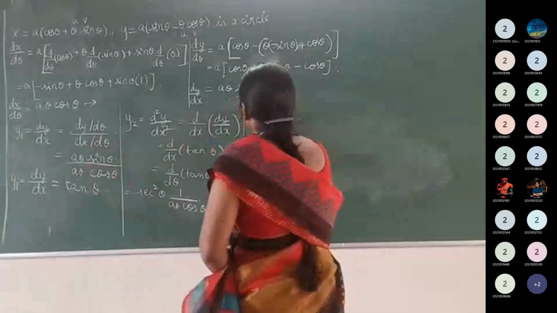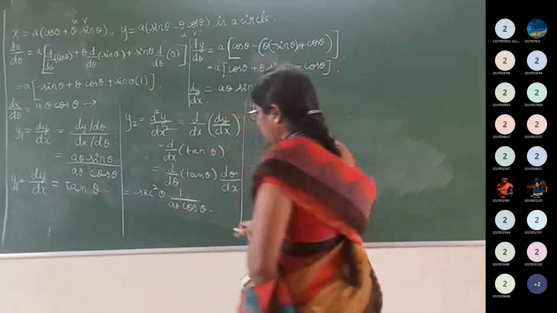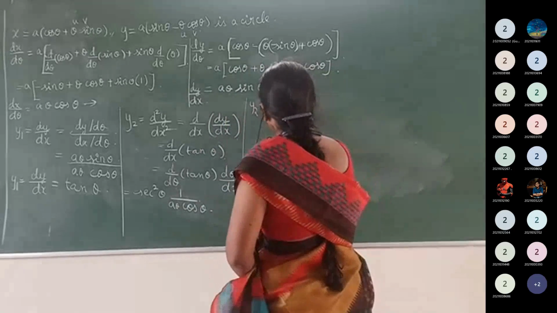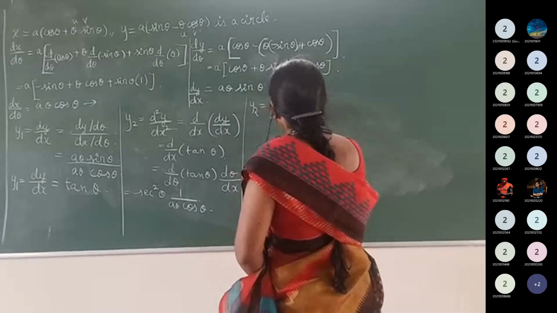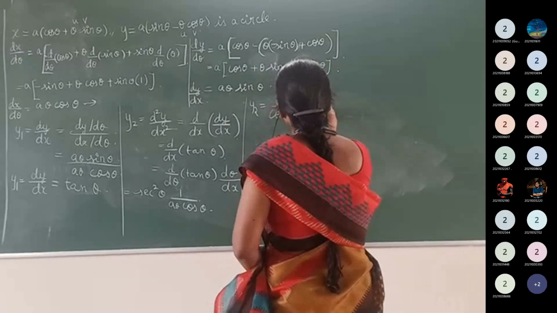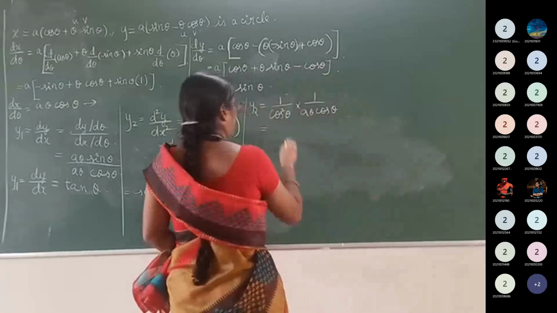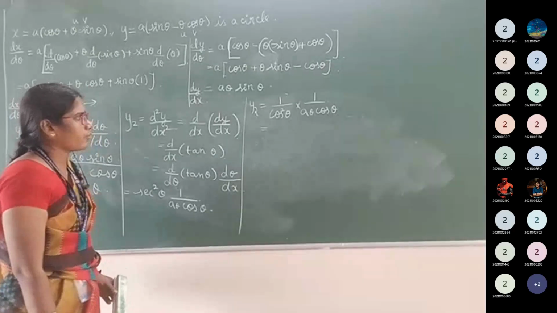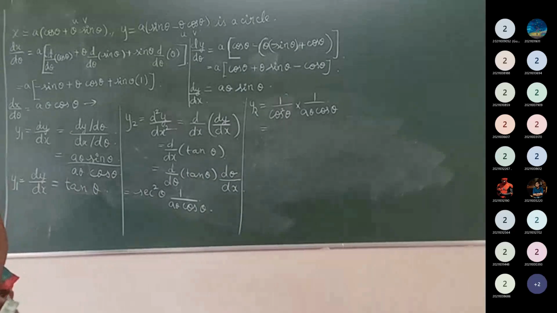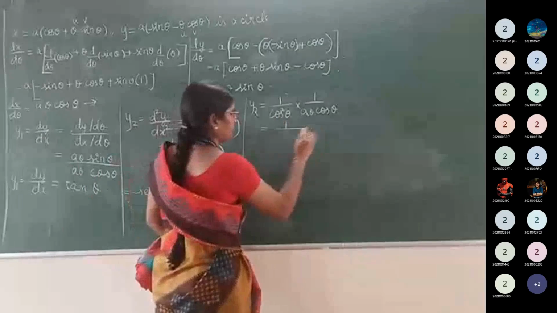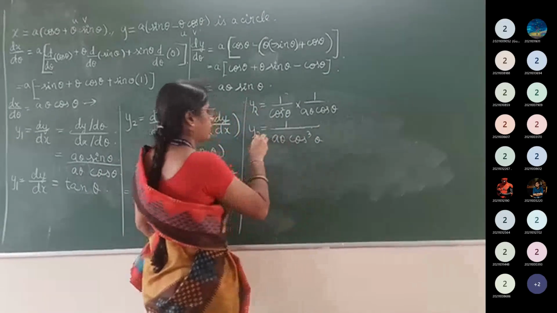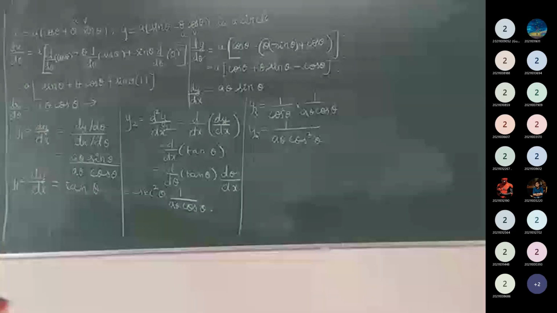So y2 is equal to, I can write secant as 1 by cos. So 1 by cos square theta into 1 by a theta cos theta. So for the y2 value it is 1 by a theta cos cube theta. This is your y2.